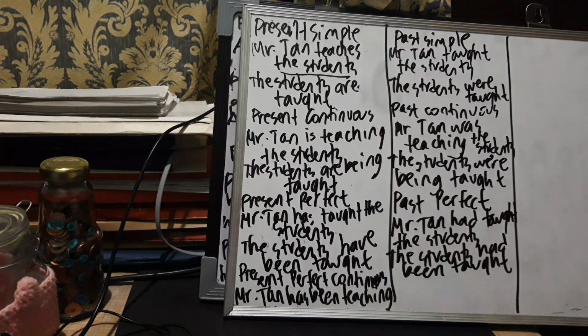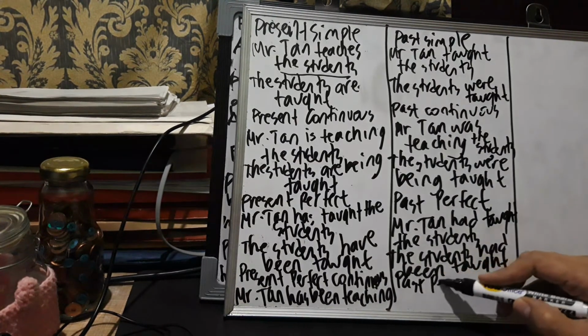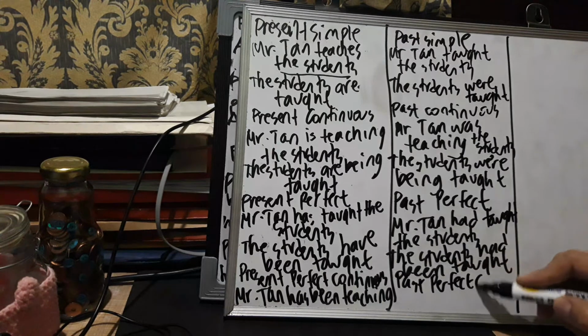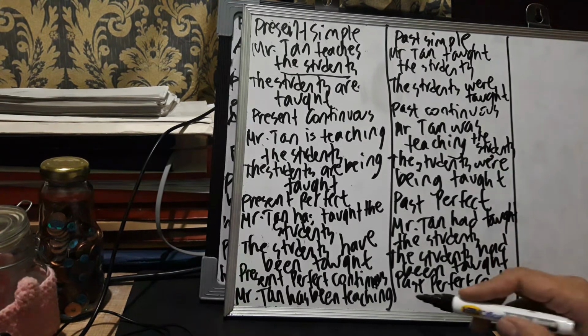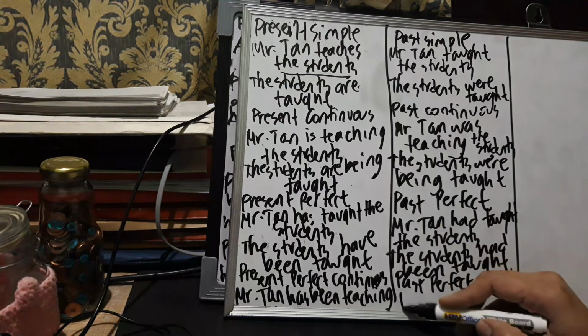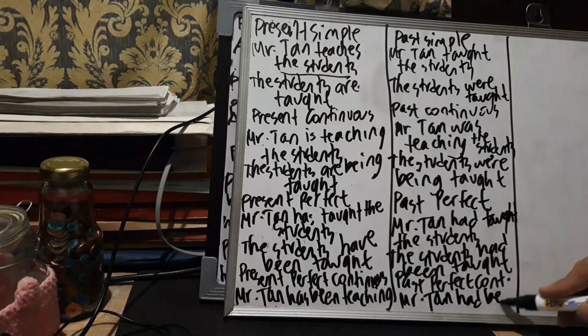Now let's change it into your past perfect continuous. Again, for this past perfect continuous, we only use the active form. So had been ing. So you can say Mr. Tan had been teaching the students.